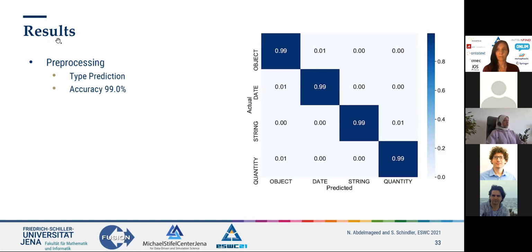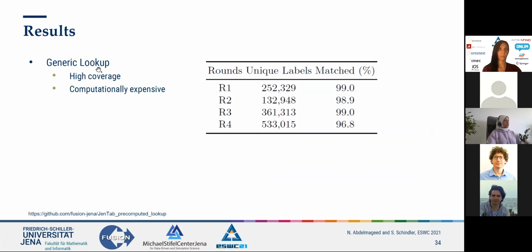For our results, the following shows the individual components evaluation for JenTab. At first, the pre-processing: specifically for type prediction, we have achieved 99% accuracy in distinguishing among the column data types. And for the generic lookup, we have achieved high coverage. For the first 3 rounds, we have achieved near 99%, and for the last round, almost 97%. But this component is actually computationally expensive.